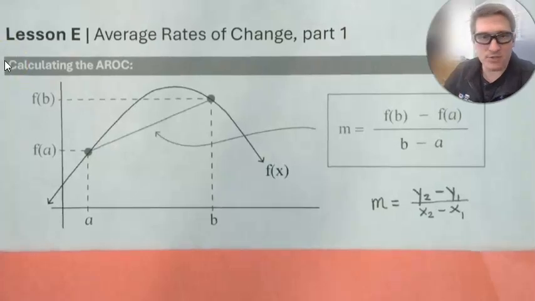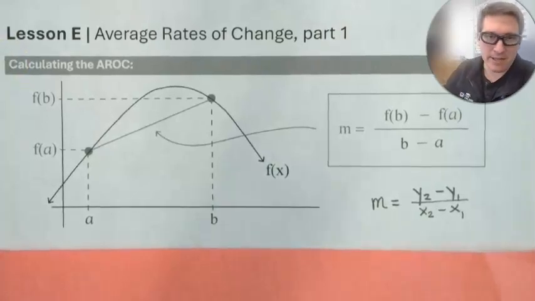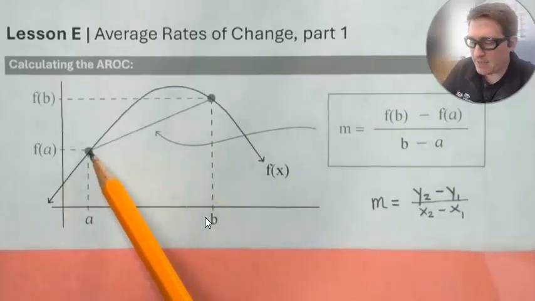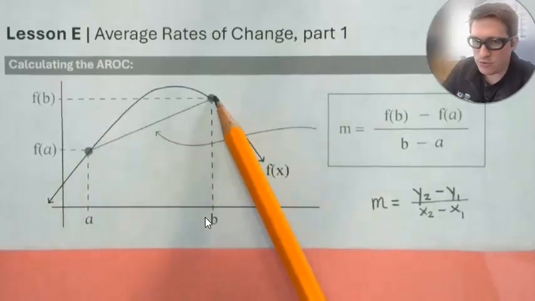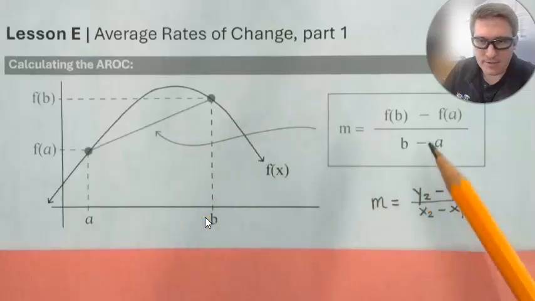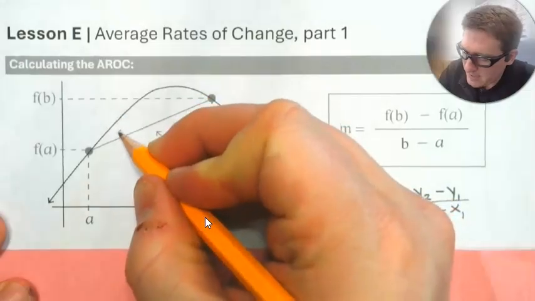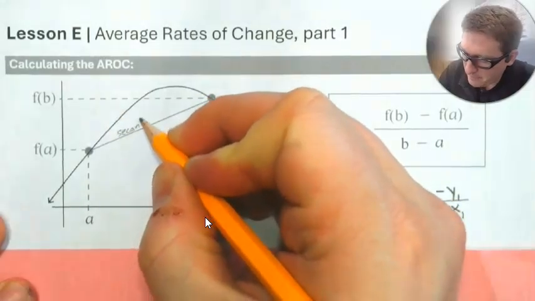Average rates of change. Average rates of change is a major lesson in AP Precalculus. For instance, let's say I'm asked to find the average rate of change between point A and B. Well, the way that I would do that is I would connect a straight line between those 2 points, and I calculate the slope of that line. This line right here is called a secant line.